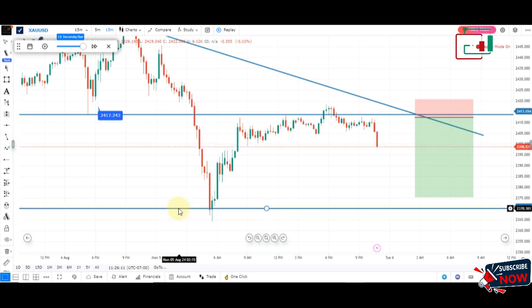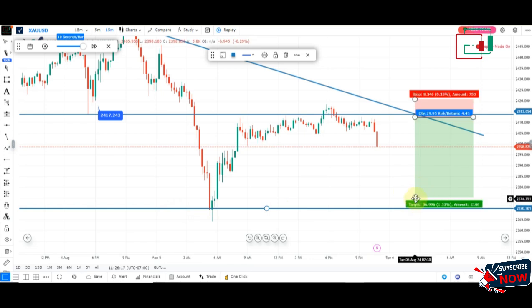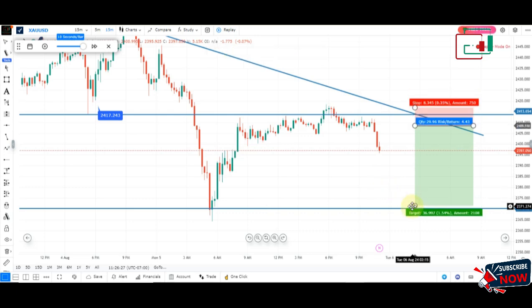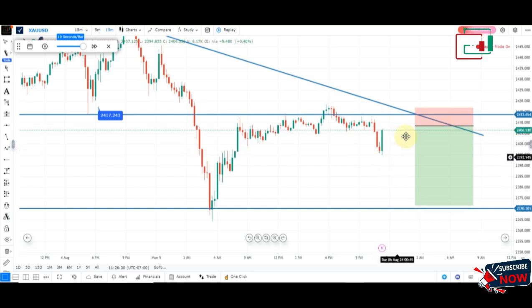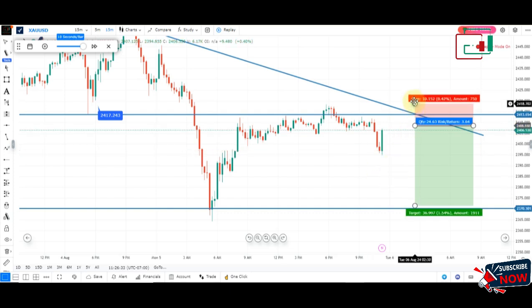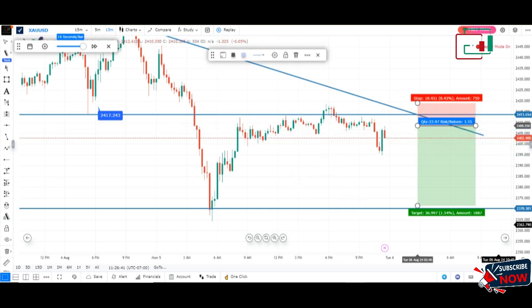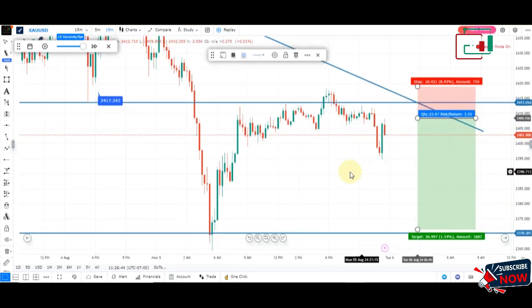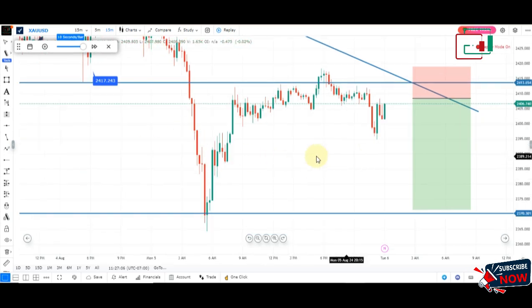Let's wait. As you can see, market is going and not touching our trend line, but we can wait. For us, we are not going to chase the market. We are going to wait until market can confirm. We can confirm our trend line. So let's keep waiting.